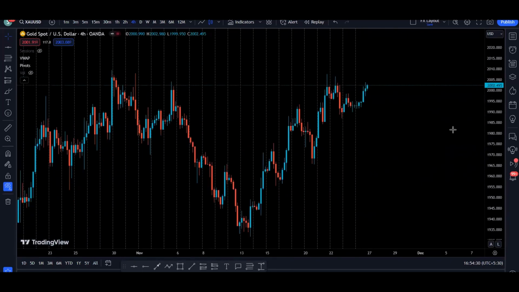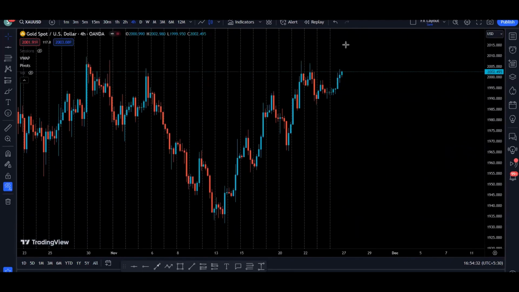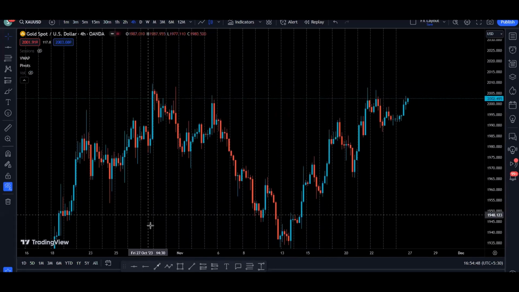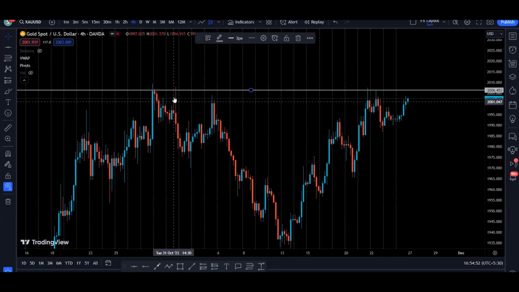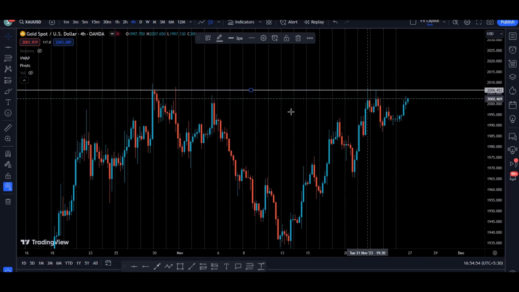On the 4-hour time frame, we can see that the price is creating higher highs and higher lows. So we can see we created a high, higher low, higher high, higher low, higher high, higher low, and right now the price is pretty close to the previous high created by the price, right? Also, we can see that we have a resistance. So we can see here we have resistance, retested, retested, retested.